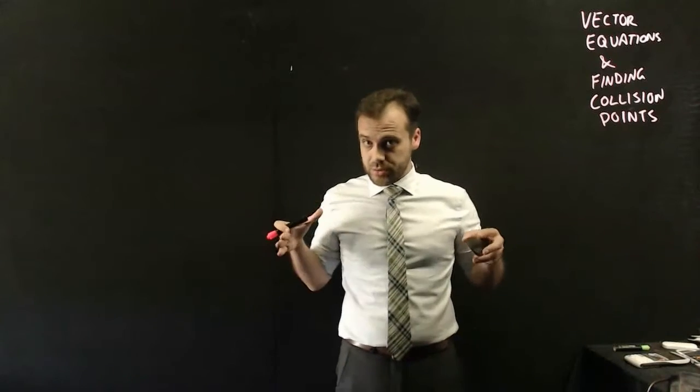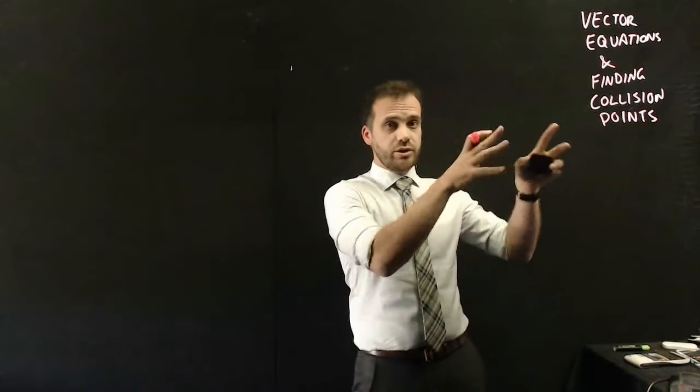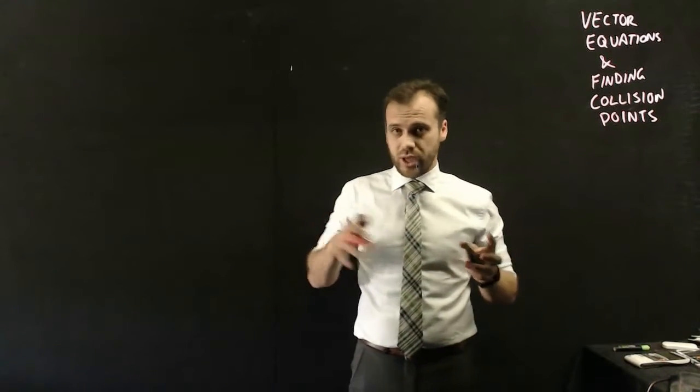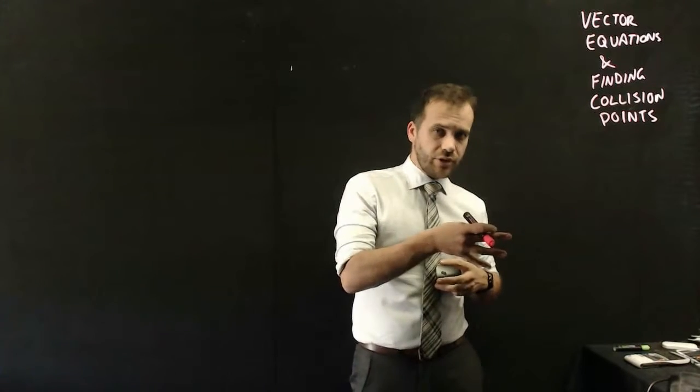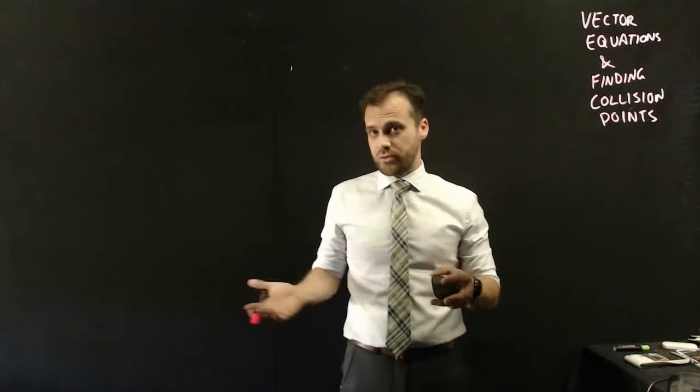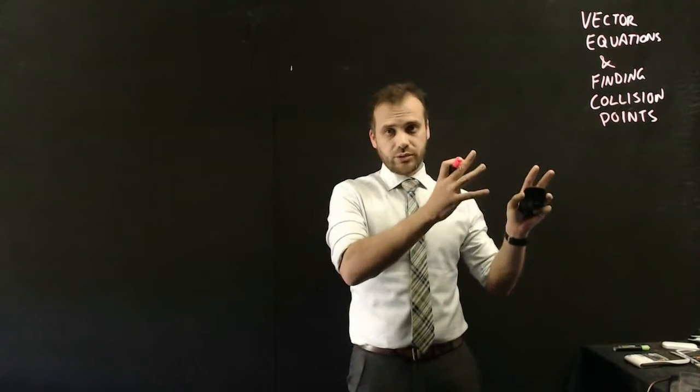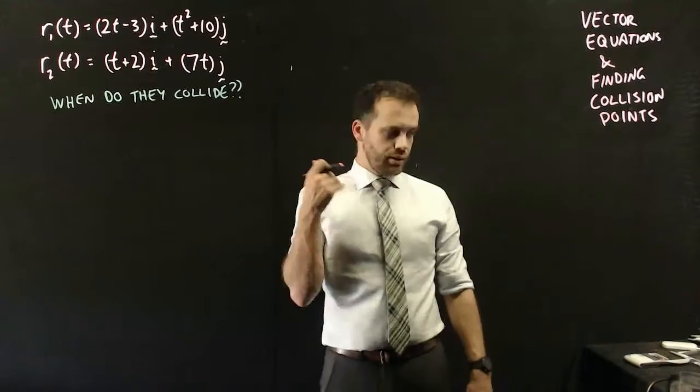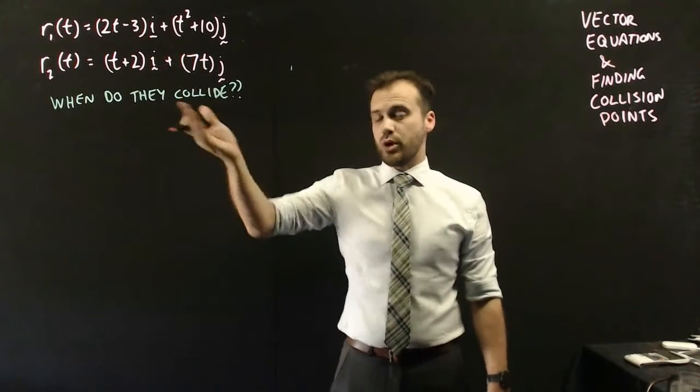So you've got two objects moving through space, and you're wondering, do they run into each other or not? And if they do run into each other, where do they run into each other, and what time do they run into each other? We can do all of this using vector equations. So, when do these two objects collide?